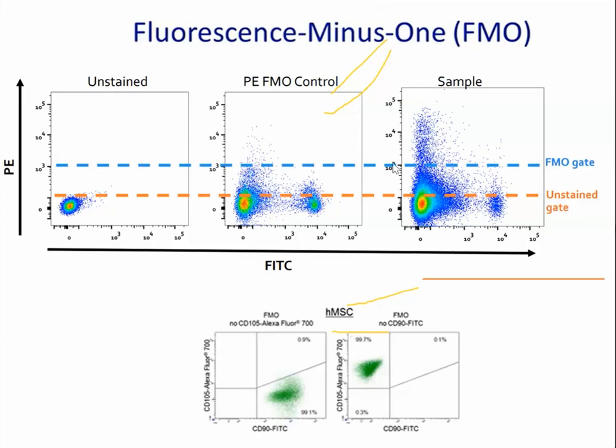FMO is just to set your negative quadrant, to determine beyond which it is positive and below which it is negative. So if I just set a boundary with unstained, I will draw a boundary like this for PE. But if I use FMO, I can see that there is some non-specific signal coming from other fluorochromes here. So I have raised this particular threshold to this particular area. So now I'm sure whatever comes above this blue line is only positive, not this red line. So that is the use of fluorescence -1.